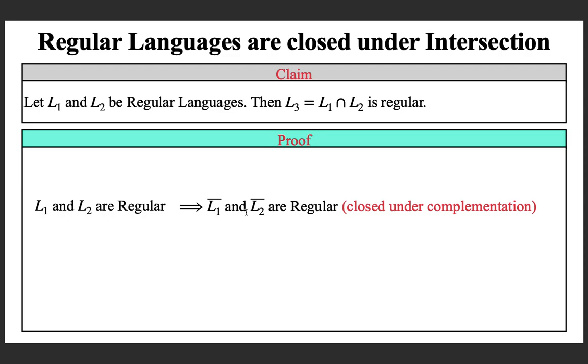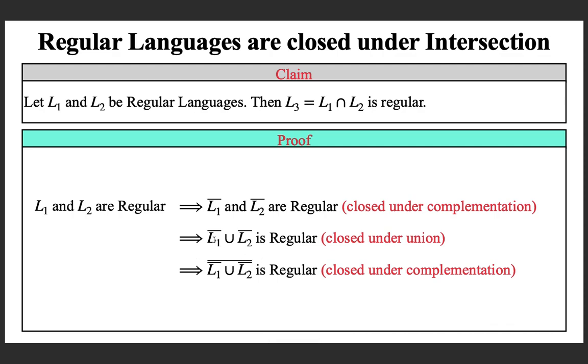Now because L1 complement and L2 complement are known to be regular, their union must also be regular because we already proved that regular languages are closed under union. Now again apply the complementation property. If you take the complement of this language, what is it? This language is proved to be regular, so the complement of that language is again regular, because regular languages are proved to be closed under complementation.